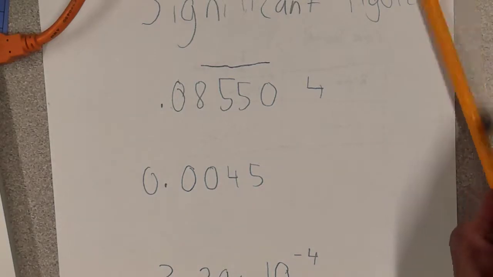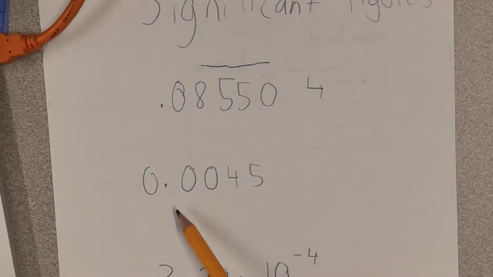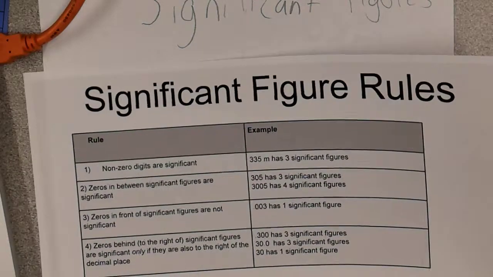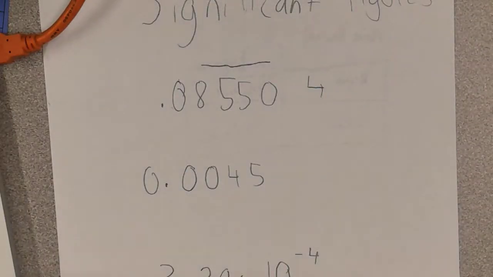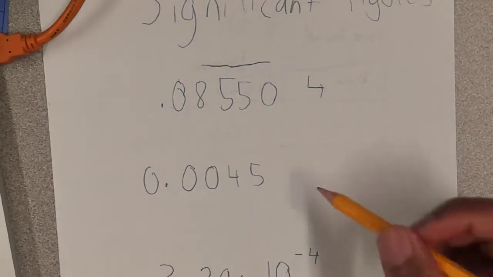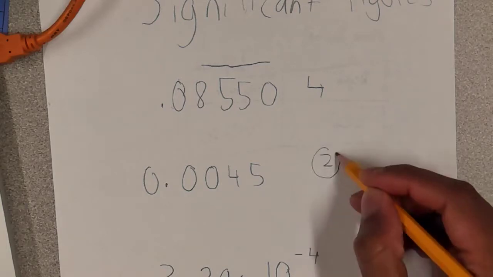And now let's look at this one, 0.0045. So these zeros are all in front of the significant figures. So rule number 3, zeros in the front are not significant. They don't matter. Only the 4 and the 5 do. So this one has 2 significant figures.